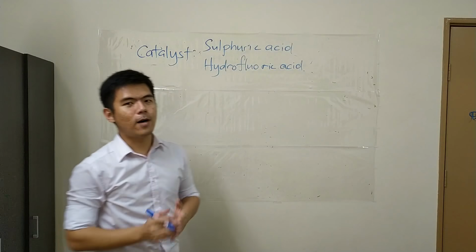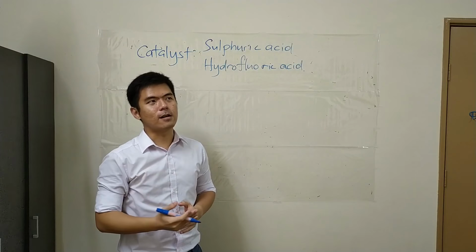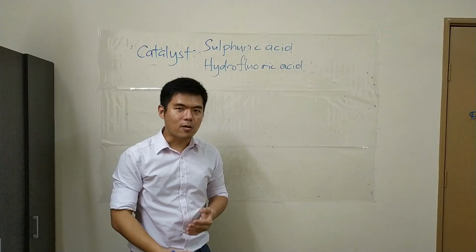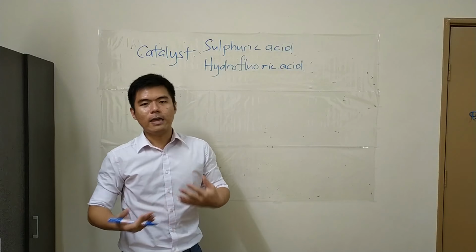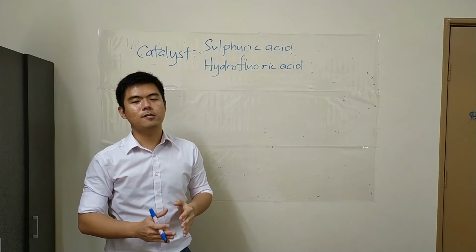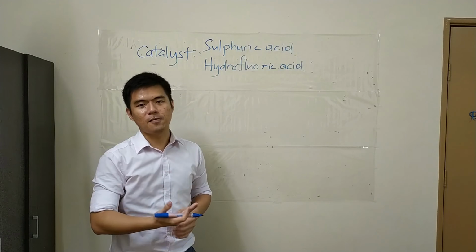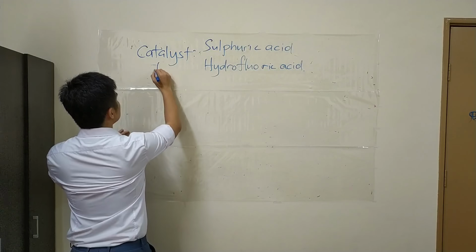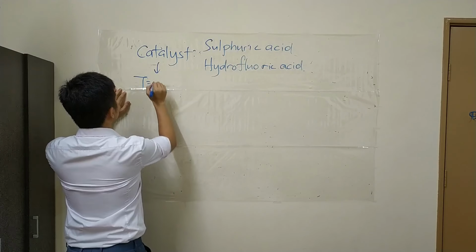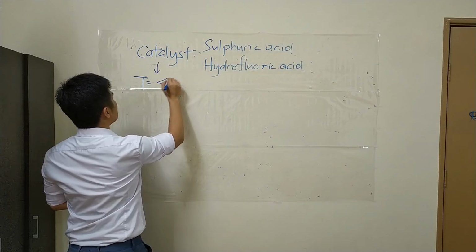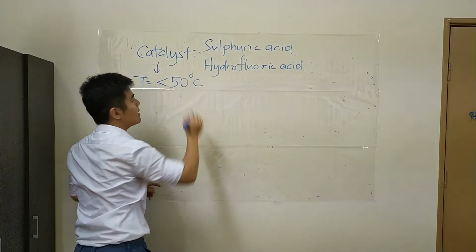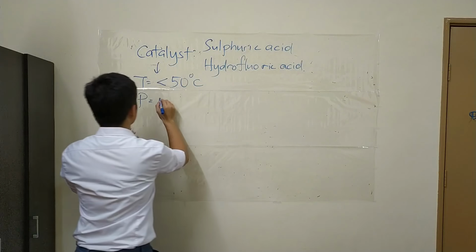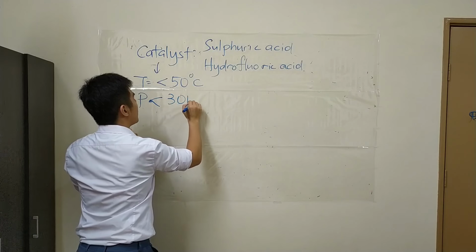So what is the purpose of this catalyst? In general, the function of the catalyst is to increase the reaction rate, or in other words, it makes the reactions occur at less severe conditions. Here I would like to bring up some simple examples. Under the influence of catalyst, the temperature that we use is probably less than 50 degrees Celsius. Meanwhile, the pressure that we use is less than 30 bar.